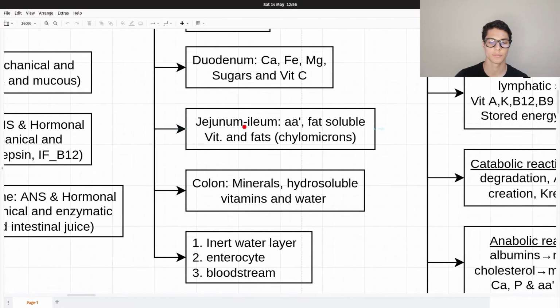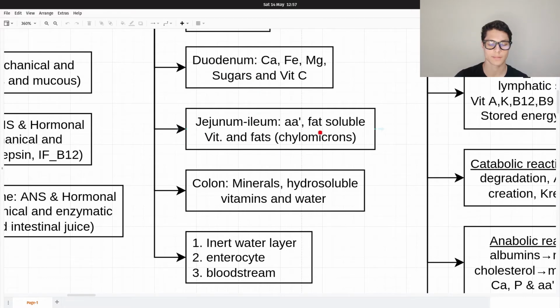In the jejunum and ileum we have the absorption of amino acids and the fat-soluble vitamins and fats and the chylomicrons, because we release the bile. The main thing the bile does is emulsifying those fats so they are able to cross the water layer and then get inside the enterocytes. So that's why we have the absorption of fat-soluble vitamins and fats past the duodenum.